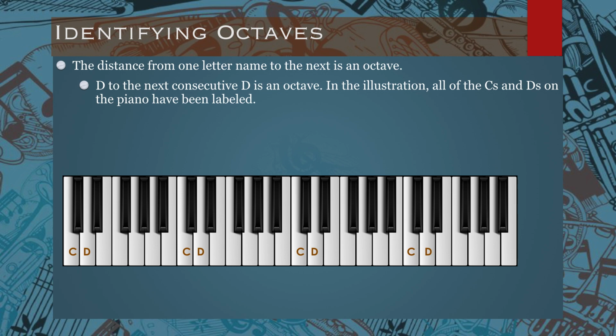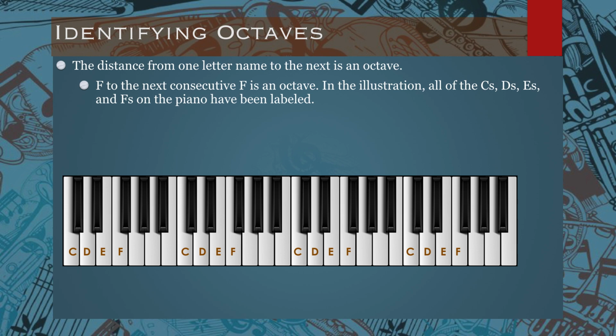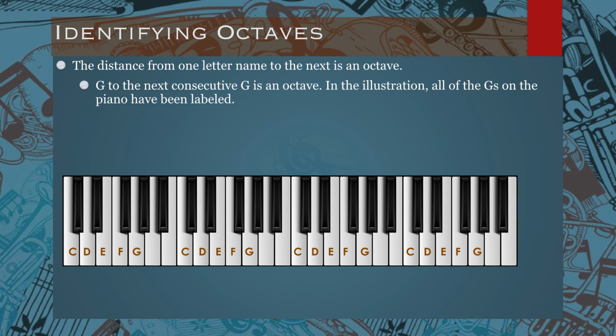So now the next note on the piano. If you said it is E, you are correct. So now you've got all the C's, the D's, and the E's on the piano labeled. We go to the next key on the piano, we have F. And the next key is G.